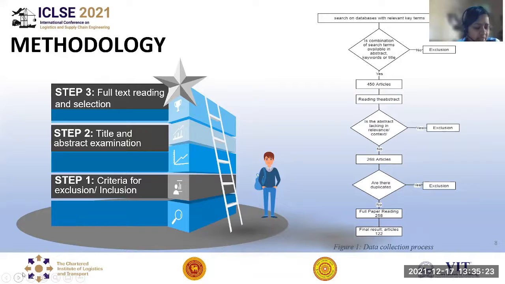And in the third step, full text reading was used to perform the technique for better selection of candidate papers, in order to better match the research questions with the context of the selected papers. 136 papers were eliminated due to unrelated focus area.